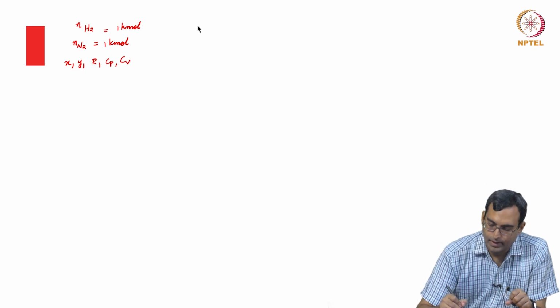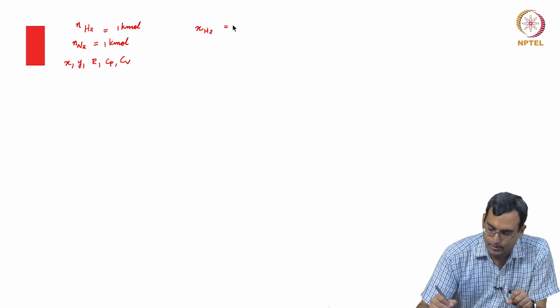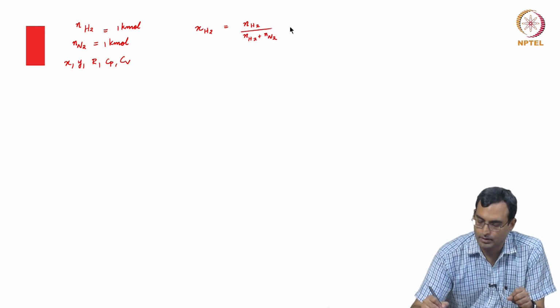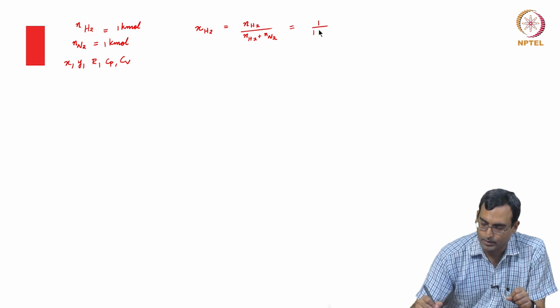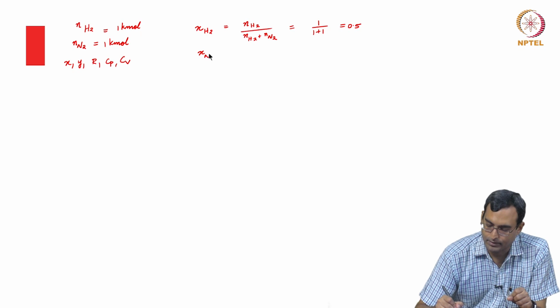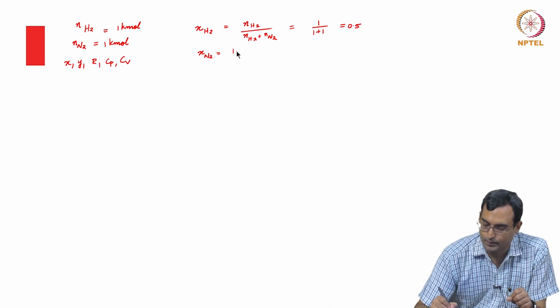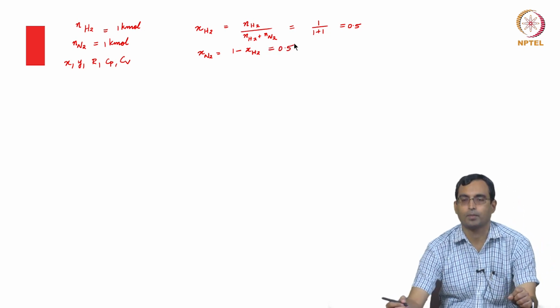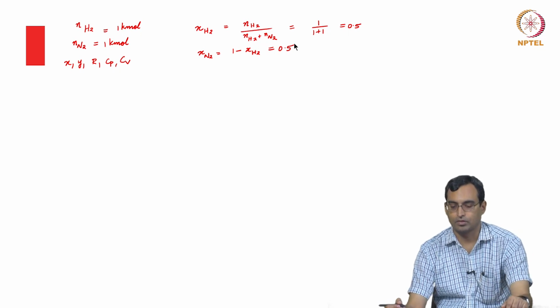X for hydrogen is essentially the number of moles of hydrogen divided by the number of moles of hydrogen plus the number of moles of nitrogen. That is the definition of the mole fraction. So, that is 1 divided by 1 plus 1, which is 0.5. Similarly, X of nitrogen, we can do the same thing, or we can say 1 minus X of hydrogen, and that is also equal to 0.5, because we have the requirement that the sum of all mole fractions should be 1.